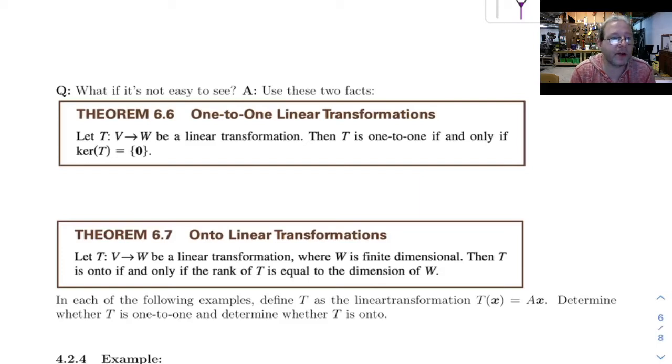Let's look at a systematic way for determining if a linear transformation is one-to-one and if it's onto. These two theorems are going to tell us this. If T is our linear transformation, it's one-to-one if and only if the kernel of T is just the zero vector. So remember what that means. If you have T of x is matrix A times x, it means if you solve out Ax equals 0, if the kernel is 0, that means that you have no free variables.